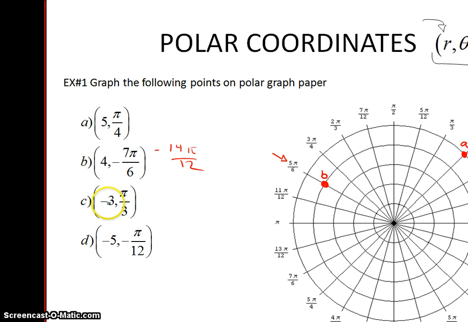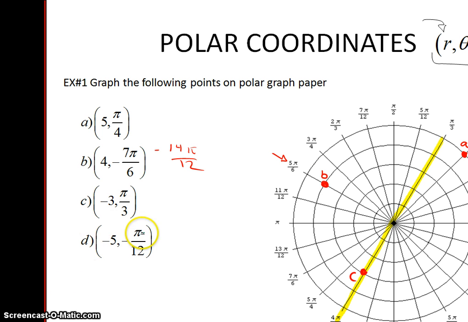For C, we have a negative 3 for length. If it was 3, we would count 1, 2, 3 out on the pi over 3 line. But to go a negative 3 means that, on the pi over 3 line, instead of going out towards pi over 3, we're going to go 3 in the opposite direction. So here's our point C.